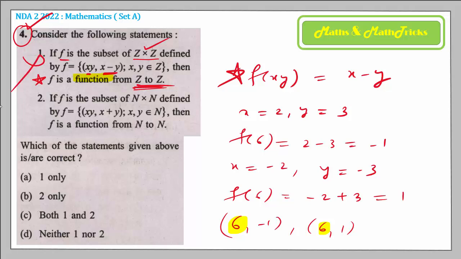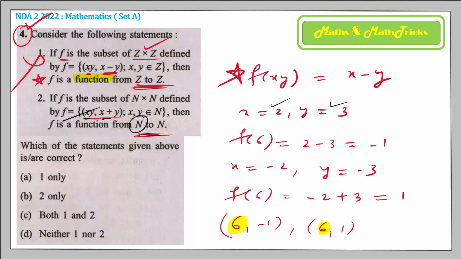Now what about the second statement, do you think? Will this formula f of (x, y) is equal to x plus y be a function from N to N? Yes, I would say so, because it is N to N. So there is no chance of a problem. Every time you take x and y of your choice from the set of natural numbers, you will get a unique input and a unique output x plus y. So yes, the relation f from N to N defined with this formula f of (x, y) is equal to x plus y will definitely be a function.